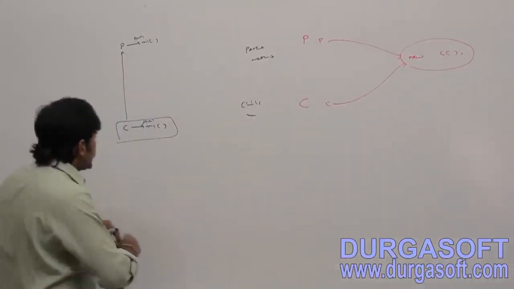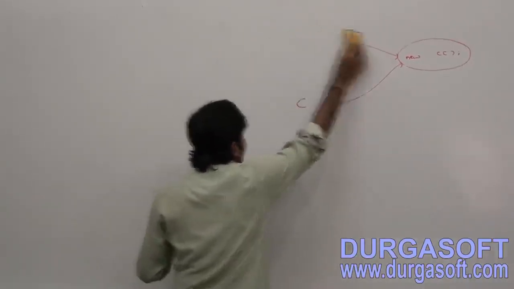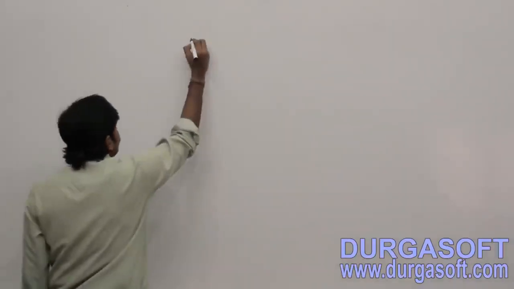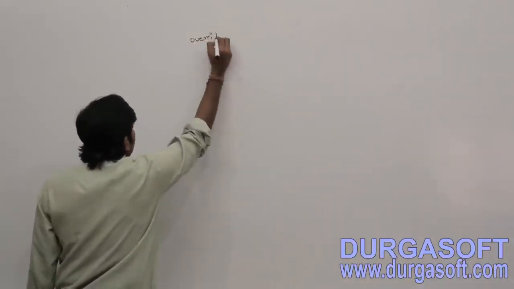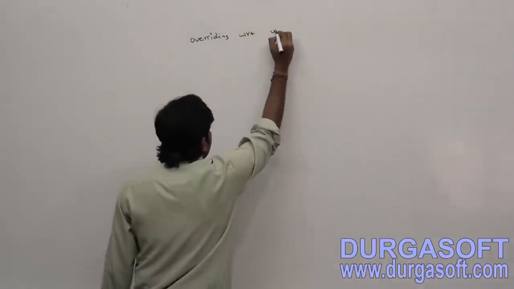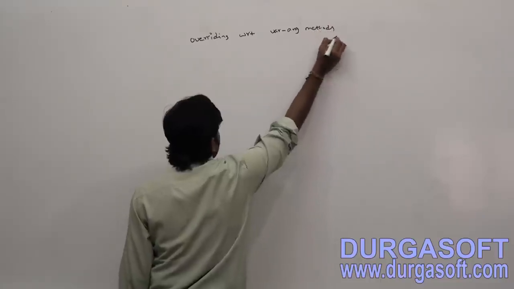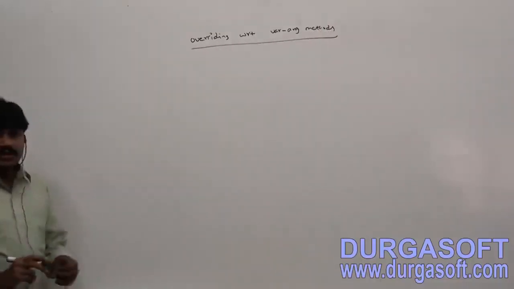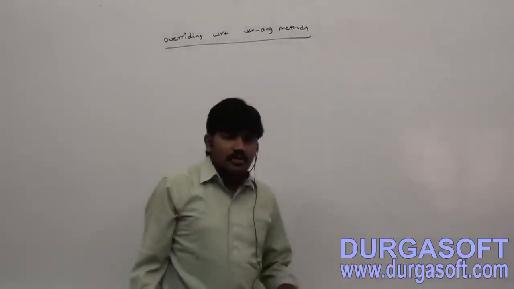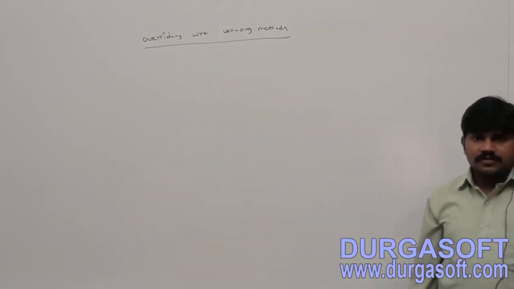Next, keep the subheading: Overriding with respect to varargs methods. A special case. Overriding with respect to varargs methods. Okay.